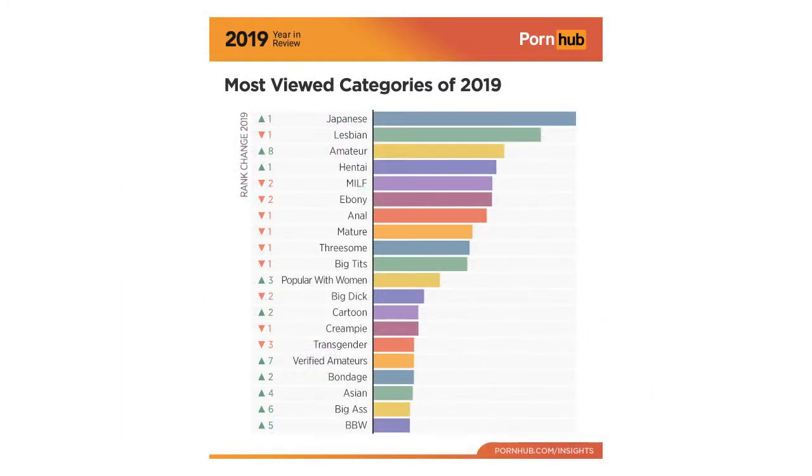Here is a graph of the most viewed categories of 2019, and worldwide, you'll notice that Japanese wins, which is super interesting. After that, it does tend to be pretty regular in terms of lesbian, amateur, the usual.